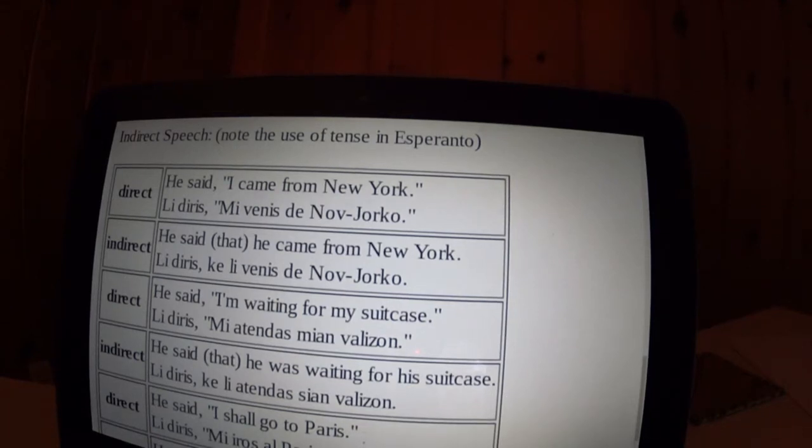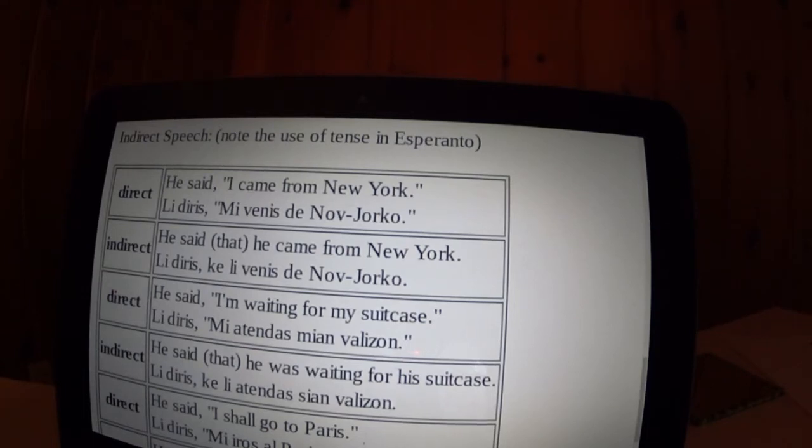Okay, this next section has to do with what they call indirect speech. Note the use of tense in Esperanto. It's different in Esperanto than it is in English. I actually think this first set of examples is a little bit unclear, but we'll go through it anyway and see if we can make sense of it.